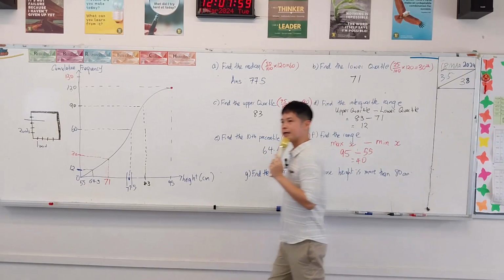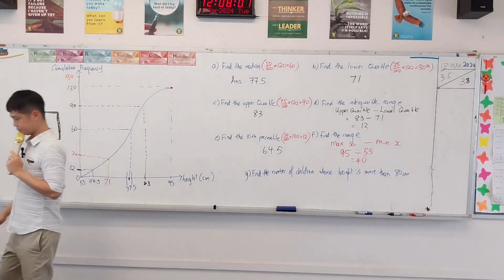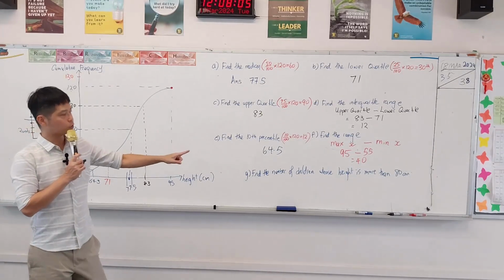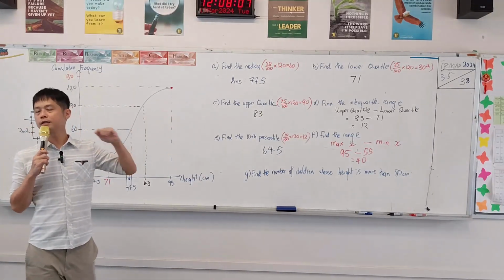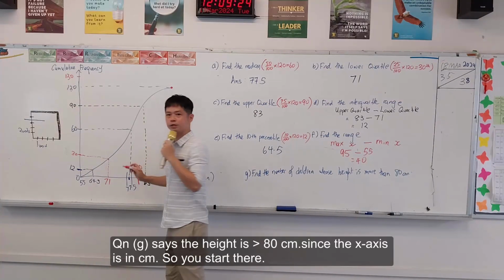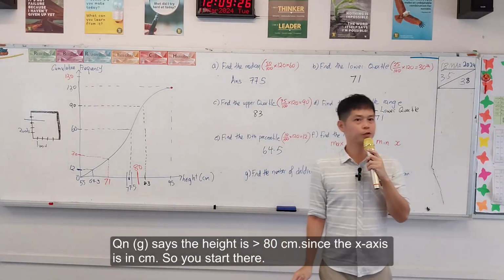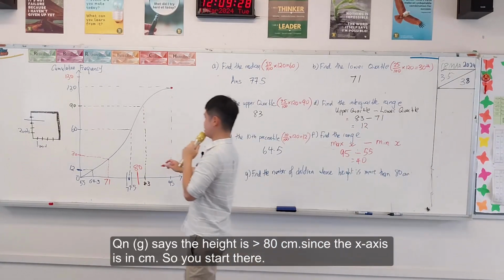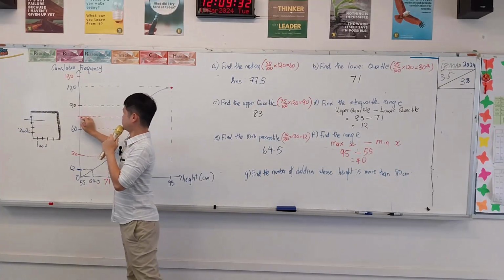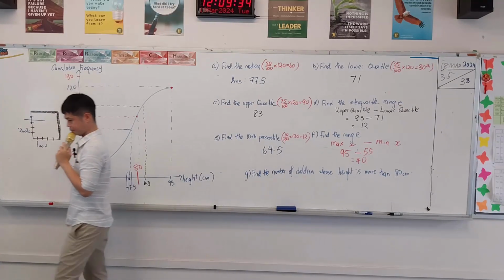Now the last one is from yesterday's lesson. Let's see whether you can remember or not. Find the number of students whose height is more than 80. If I start from the x-axis, what must I do? You read and find the answer from your y-axis. What is that number there?